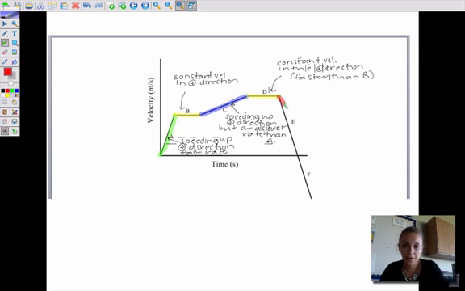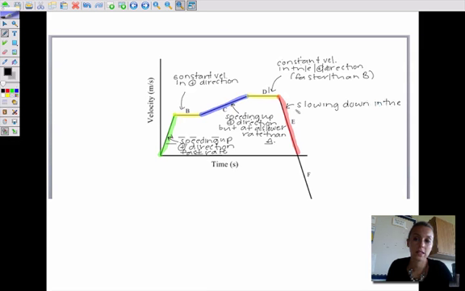Line E, it's going down toward the x-axis, which means that this object is slowing down in the positive direction at a fast rate. Now you'll see that our line intersects the x-axis right here. This means that our object has stopped, if only for a brief moment.